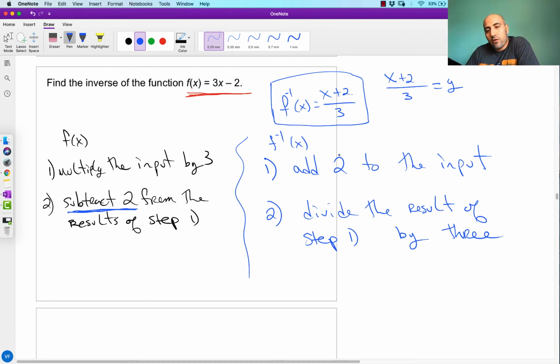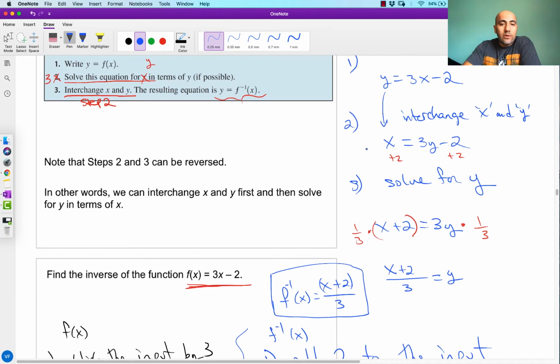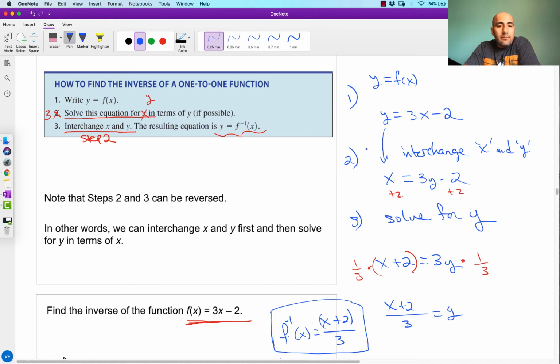And now if we think about a way to describe these set of instructions, the input plus 2, okay, x plus 2, and then the result of that, whatever we get as a result of that, we divide by 3. That's what this is. So there you go. F inverse of x must be equal to this equation. Okay, when they're really easy like this one, it's easy to come up with it, but they do get very complicated, and it can become overwhelming to try and just come up with it this way. So that's when this set of instructions becomes useful.